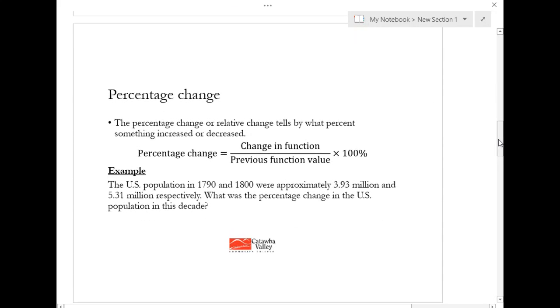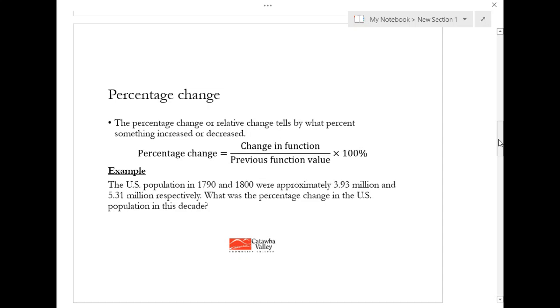So what about percent change? Percentage change tells us by what percent something has increased or decreased. And you'll see this example when you're shopping or hear in the news. So like on Amazon, they'll say that this is a 40% discount, which means that the price has decreased by 40%. And so that is the percentage change.